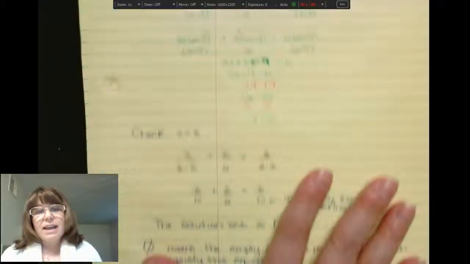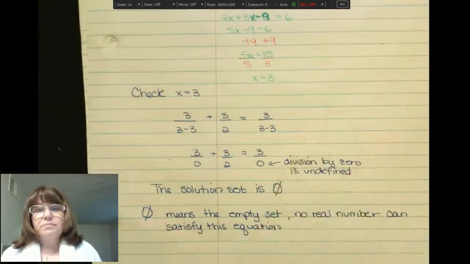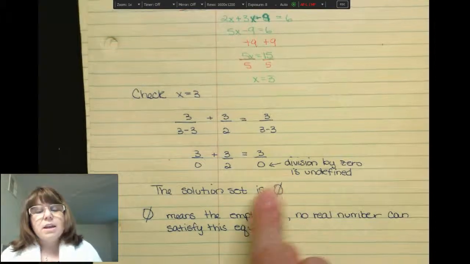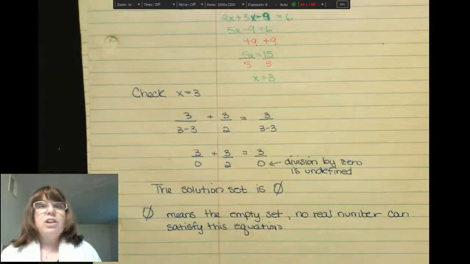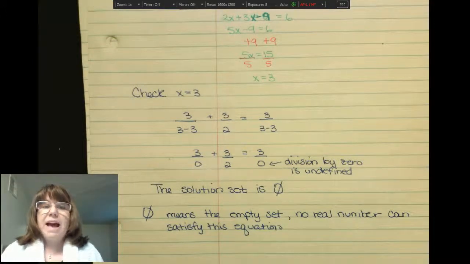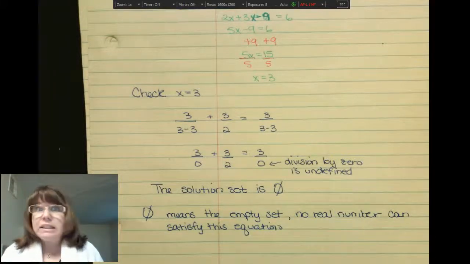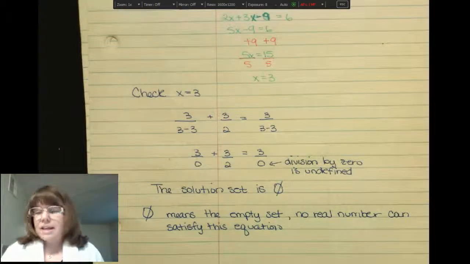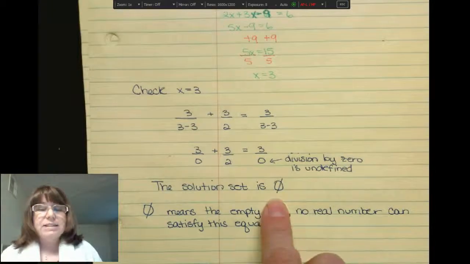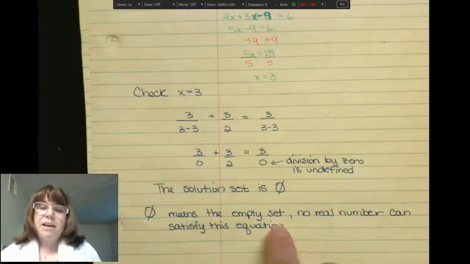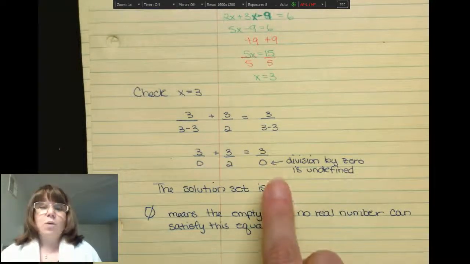So if I check x equals 3, I'll have a 3 in the denominator. Division by 0 is undefined. Because of this, the solution, although mathematically correct, is not valid for our problem. And since there were no other valid x values, then our solution set is nothing. It's actually empty. This 0 with the slash through it means it's the empty set. No real number can satisfy this equation.